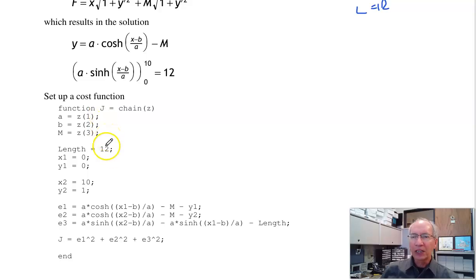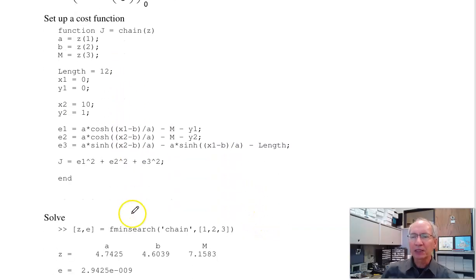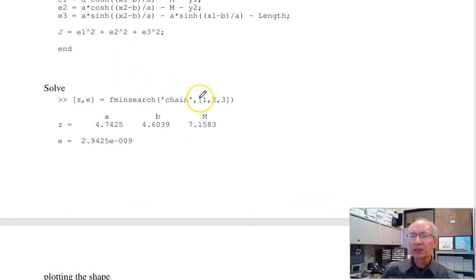The equations then are, at the left end point, I'm at 0, 0. At the right end point, I'm at 10, 1. And the length has to be 12. Find A, B, and M to minimize this. Well, throw that in fminsearch. Try to find A, B, and M to minimize it.